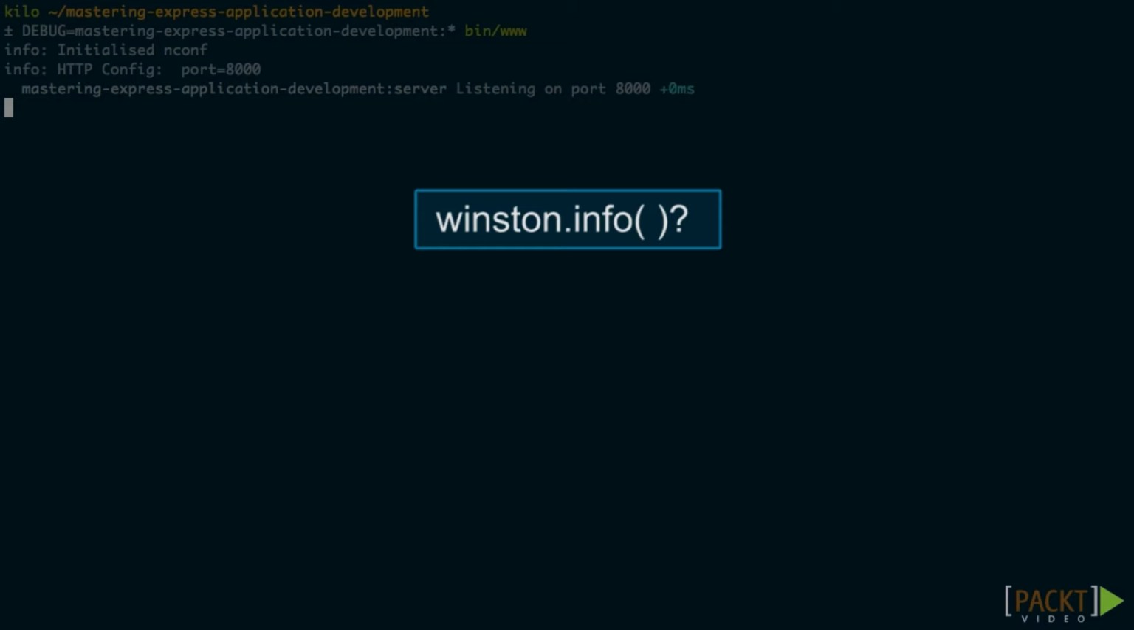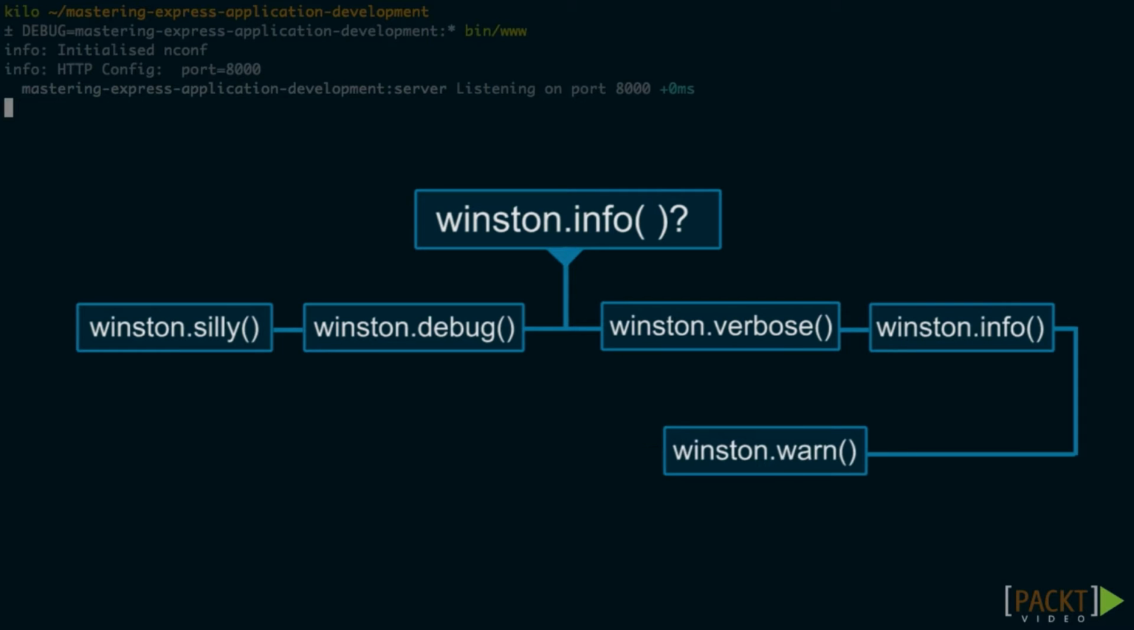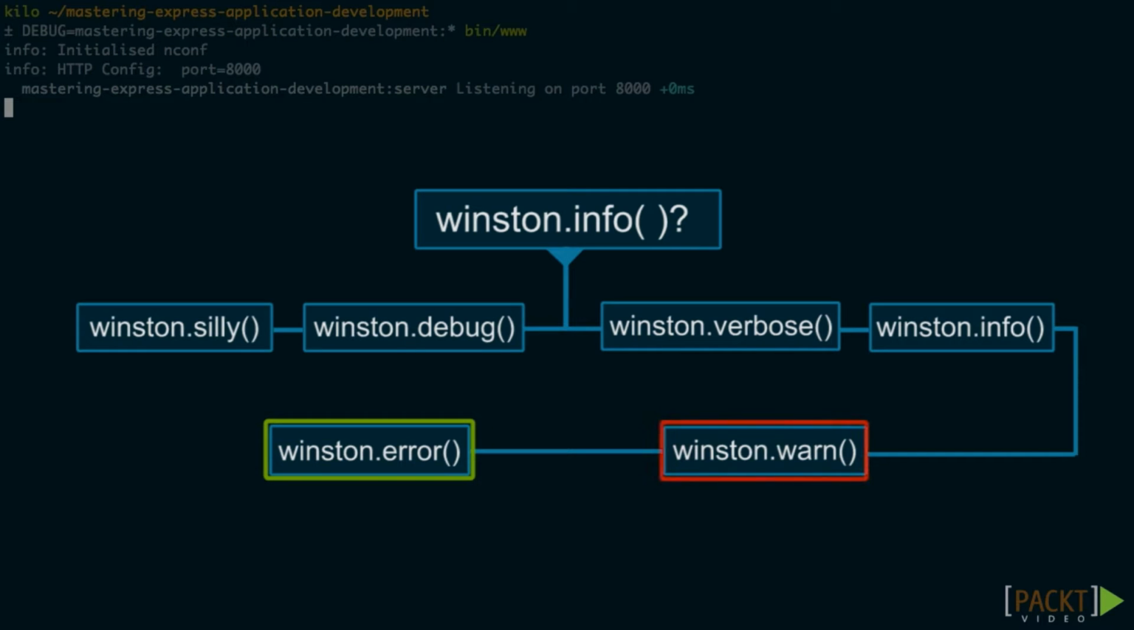Info is a severity level, saying that this is an informational message. Winston ships with a default set of log levels. In order of severity, the default levels are silly, debug, verbose, info, warn, and error. This means that an error is more important than a warning, and a warning is more important than informational messages.